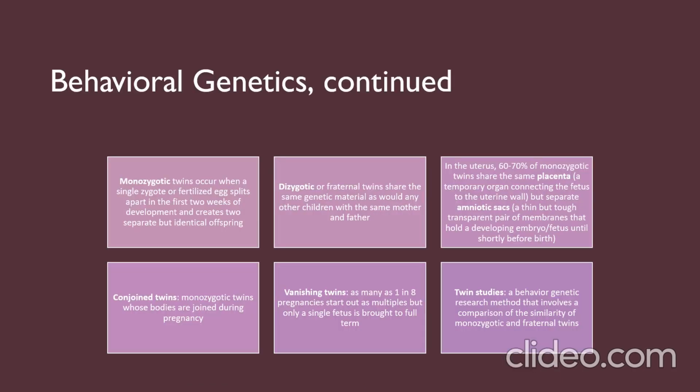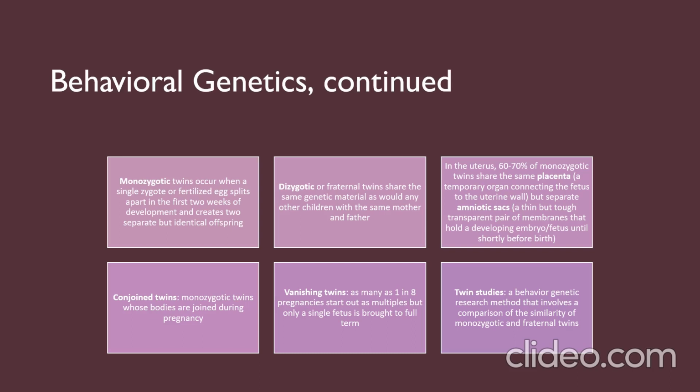If we're going to study behavioral genetics, we're also going to define monozygotic twins, no, and then dizygotic twins, and then meron tayong conjoined twins, and then vanishing twins. So what is this monozygotic twins? This occurs when a single zygote or fertilized egg splits apart in the first 2 weeks of development and creates 2 separate but identical offspring. So they came from one egg, nag-split. They are identical, or monozygotic. They came from one zygote.